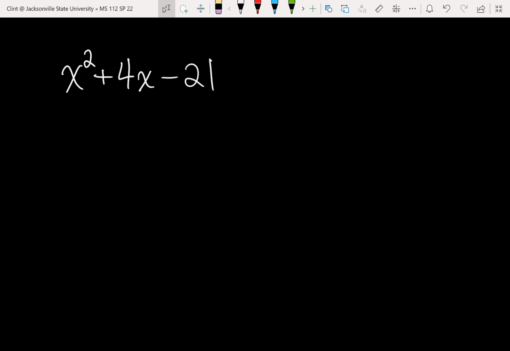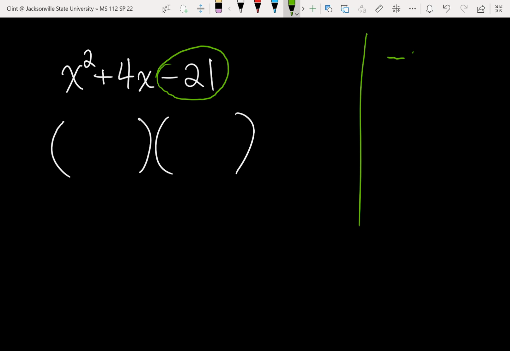So our leading coefficient there, the coefficient with the x squared, is a 1 again. This time we've got to think about the sign because it's not a positive number on the end anymore. It's a negative number. So over on our scratch work, we need factors of negative 21. The way you get a negative number is one of the factors is negative and one of the factors is positive.